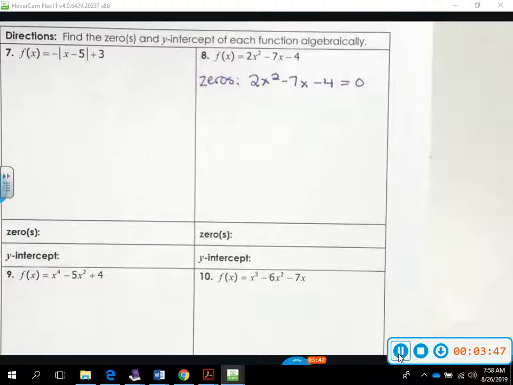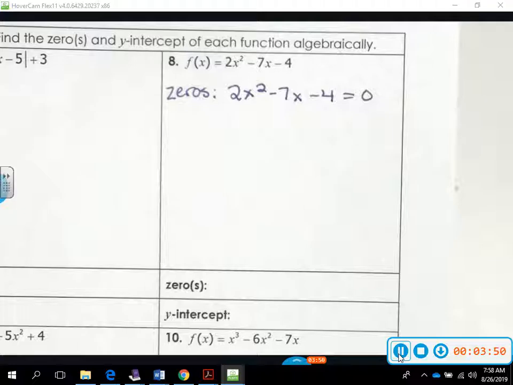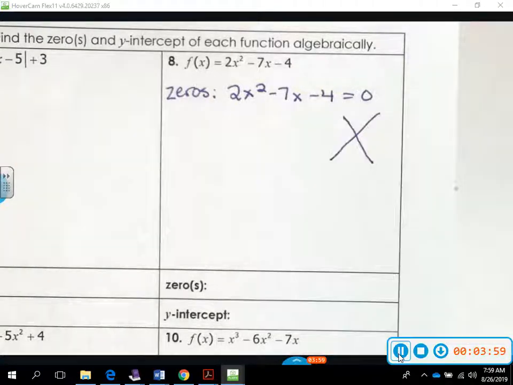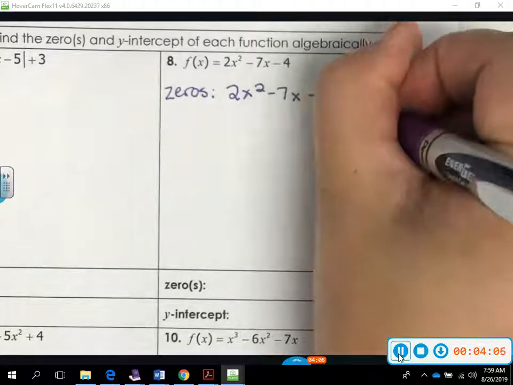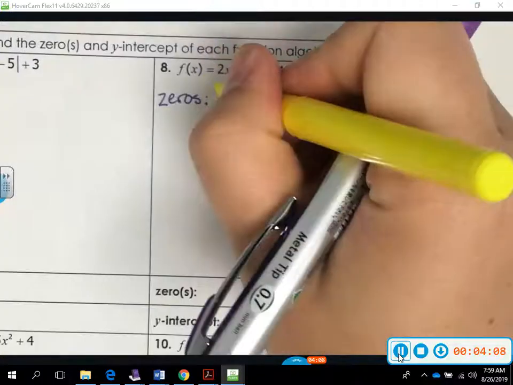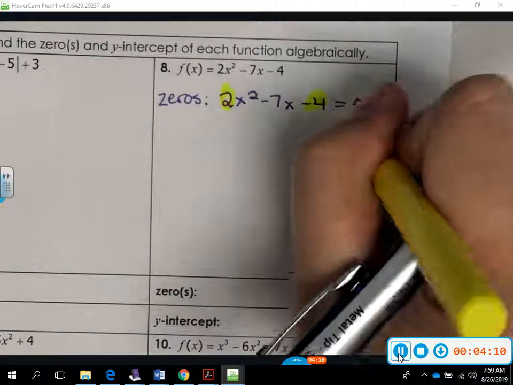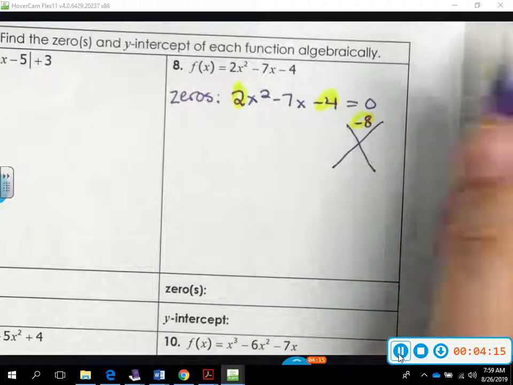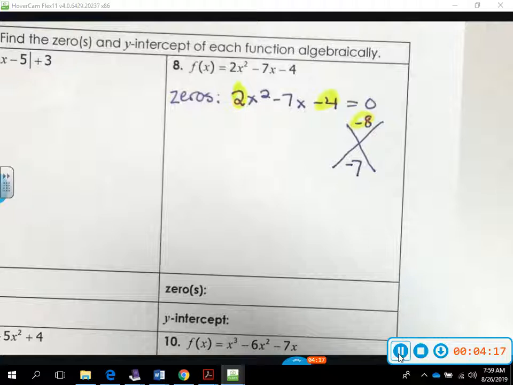All right. So what we have to do to solve is factor, which is the reason why we did all that factoring last week. So we are going to do the x method. What number goes at the top? -8, because we're multiplying 2 times -4. Remember, that's how we get that number. What number goes at the bottom? -7. That's from the middle term.